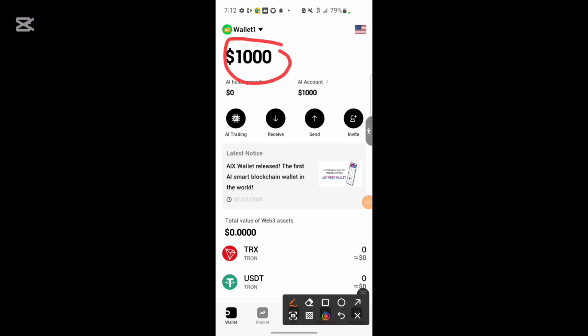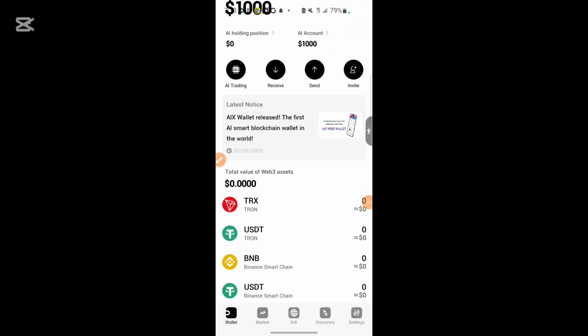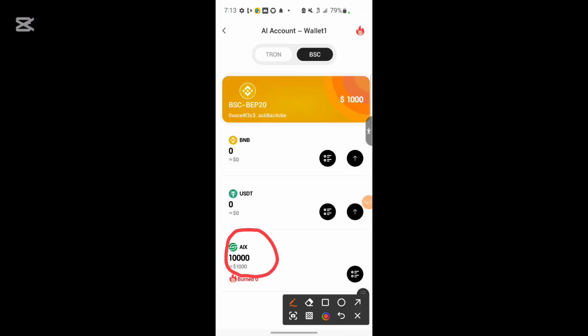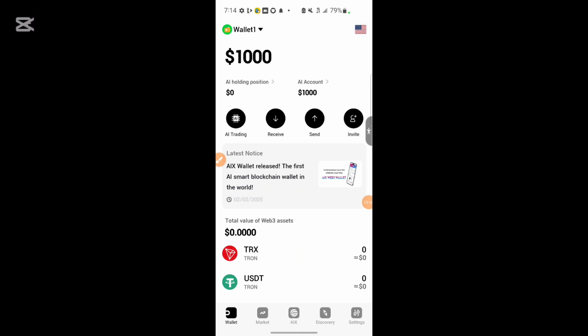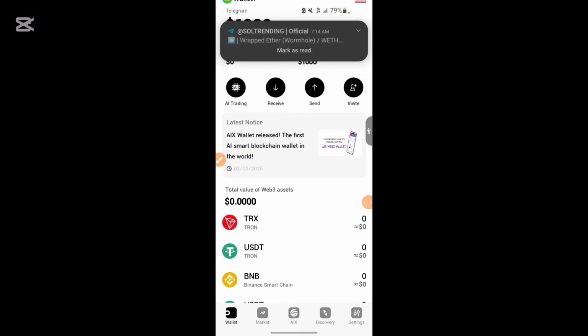Many of you will be asking how to withdraw the free USDT, but currently you can't withdraw because this AI wallet is hosting an airdrop called AIX token. We were given about 10,000 AIX tokens, which gave us this 1000 USDT for free, which is showing on your screen. So let's wait for the claiming date to withdraw our free USDT.